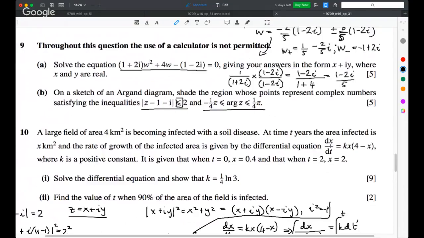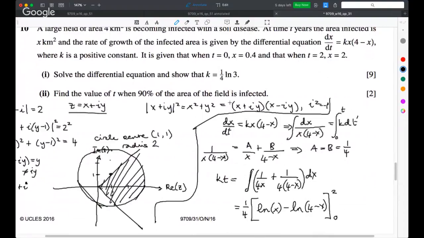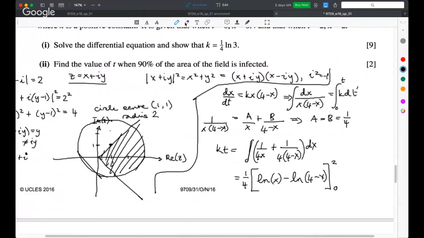They've given us the boundary conditions. Sorry. The boundary conditions we should be using, they're being a bit tricky, is 0.4 and 2. And this thing should be evaluated between 0 and 2, so you get 2k. And once you evaluate that, that'll give you that k is equal to 1 over 4 natural log of 3.